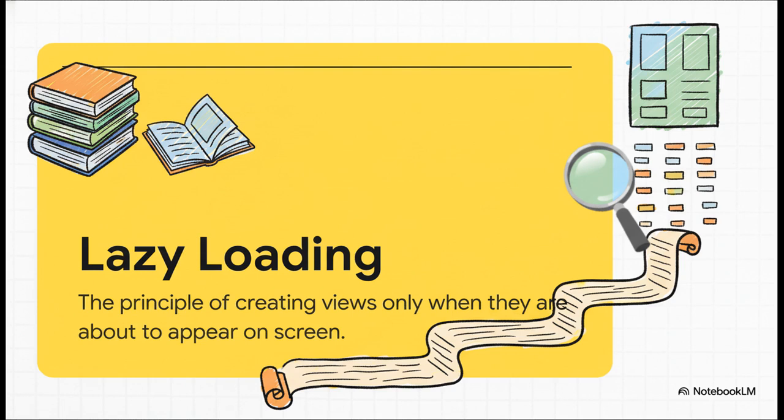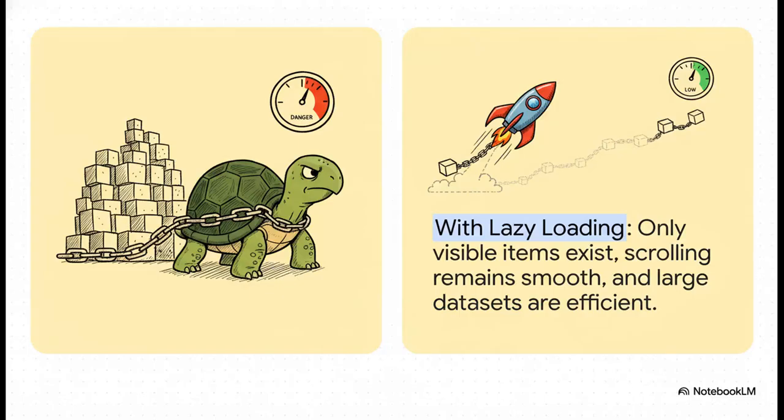It's kind of like reading a book one page at a time, instead of trying to print and hold the entire novel at once. It's just efficient. And the difference this makes is night and day. Without lazy loading, your app's memory usage just skyrockets and performance grinds to a halt. But with it, only the visible items even exist in memory. Your app stays lean, it stays efficient, and that scrolling stays buttery smooth.